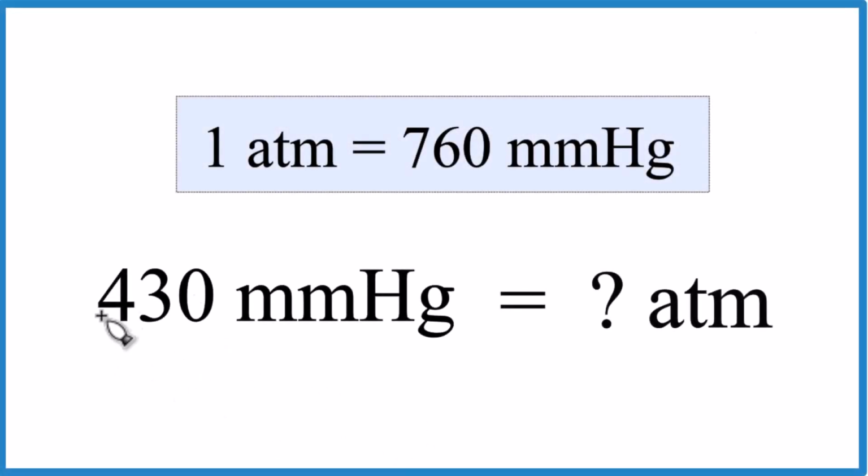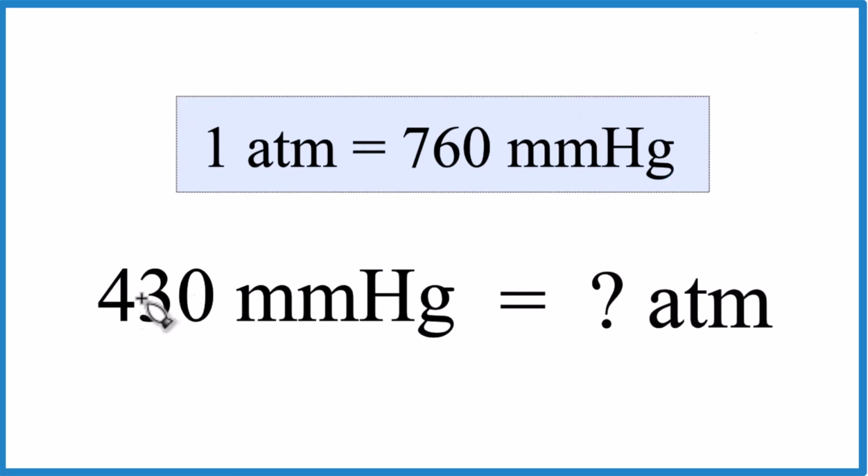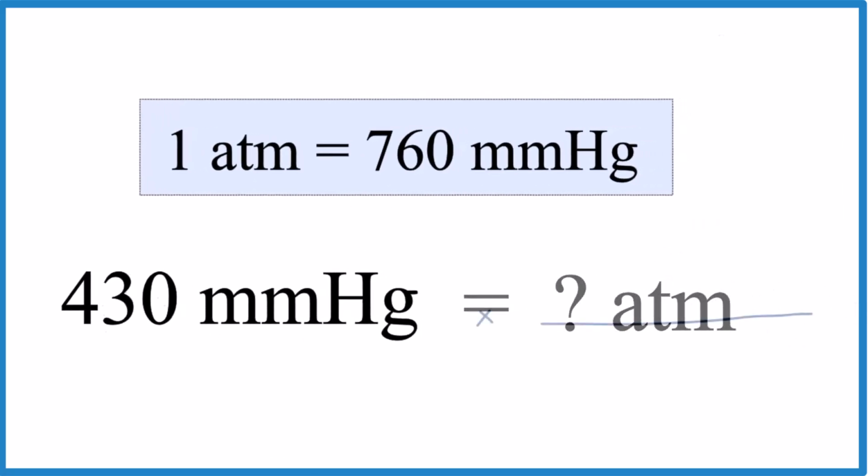If you need to convert 430 millimeters of mercury to atmospheres, here's how you do it. So 1 atmosphere equals 760 millimeters of mercury, and that's our conversion factor. So we're going to multiply 430 millimeters of mercury times our conversion factor.